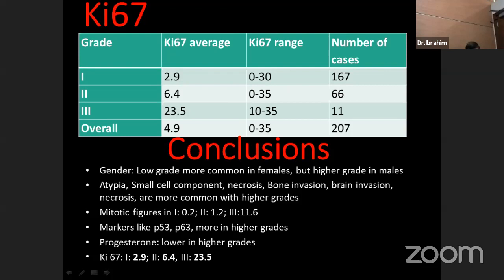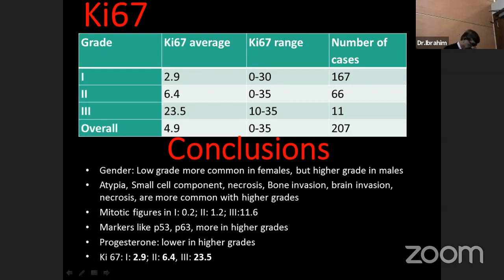In grade 1, you can see some mitotic figures, but usually less than 1. In grade 2, you can see mitotic figures of 1.2 to 2. So I think any mitotic figures should be taken seriously. I don't think we really have to wait for 4 mitoses or more to call it grade 2 or grade 3. And grade 3 usually has higher mitotic figures.